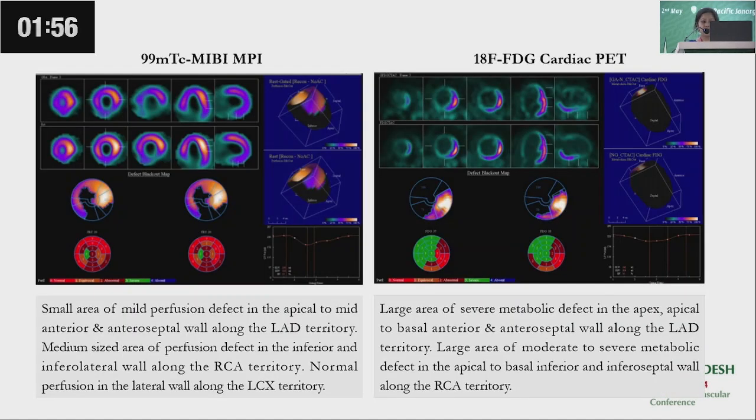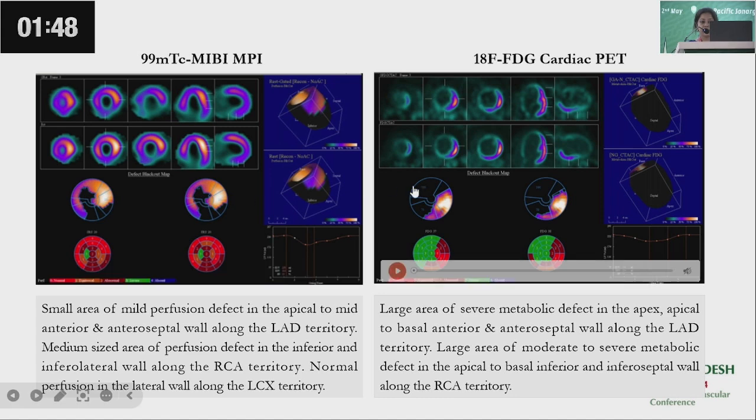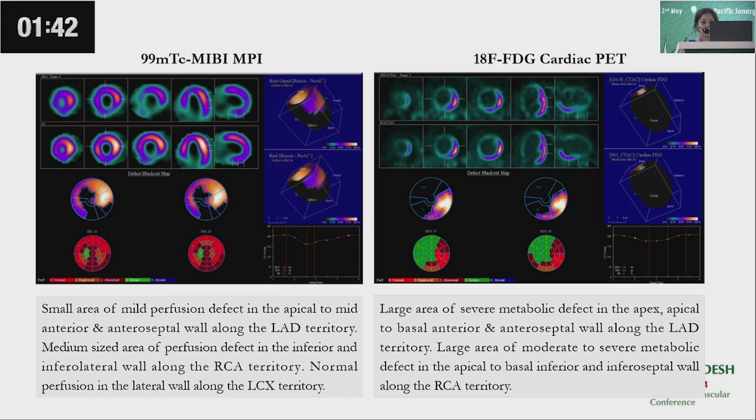So in the perfusion imaging, we can see in the first one, there is a perfusion defect in the LAD territory and also in the RCA territory. And a similar pattern of metabolic defect is seen in FDG cardiac PET. And lateral wall perfusion was normal and also metabolism was normal.